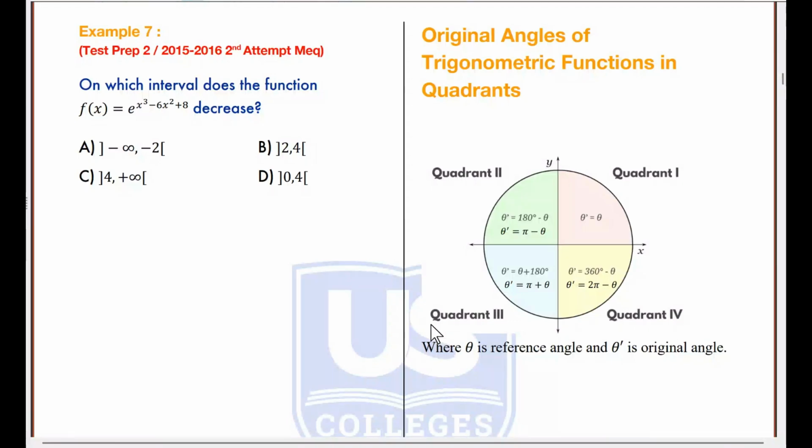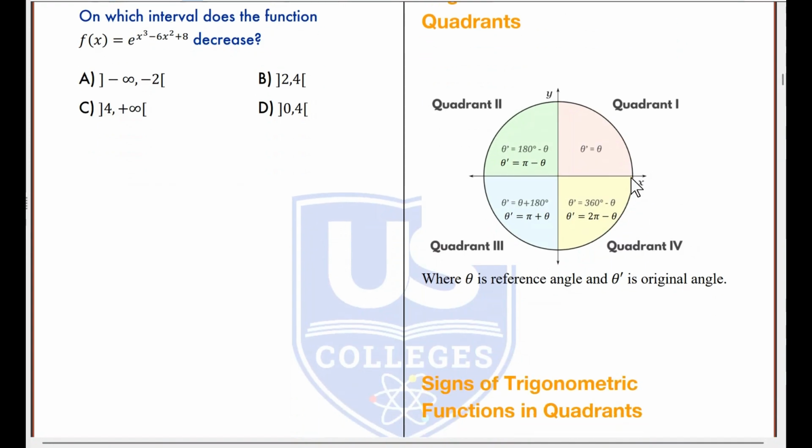Now let's take a look at some trigonometric functions. But first of all, we should remember how to find the reference angle and the original angle from the reference angle, because we will be using reference angles in almost every question. Okay, in the first quadrant, the reference angle and the original angle are the same.